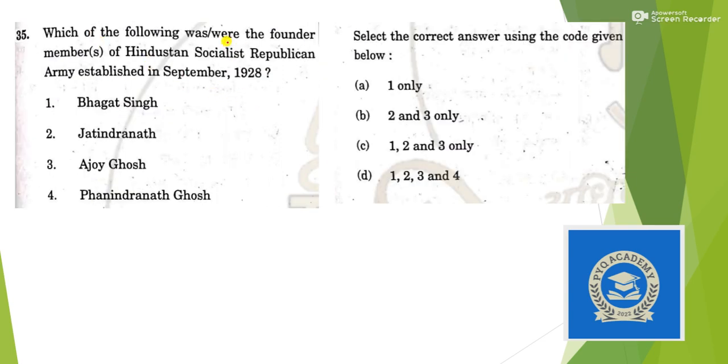Next, which of the following was where the founder members of HSRA met in September 1928? Yes, you will get this question in Spectrum. So the answer here is Bhagat Singh. The answer is option A.